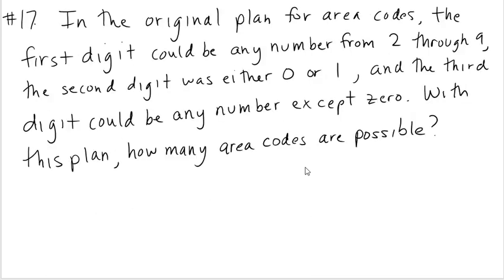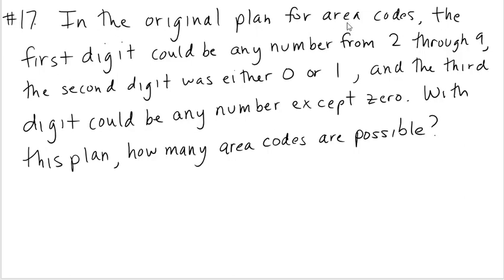Number 17. In the original plan for area codes, the area code is the first 3 digits of your phone number. So like the area code we live in right now is 217. The first digit could be any number from 2 through 9. The second digit was either a 0 or a 1. And the third digit could be any number except 0. With this plan, how many area codes are possible?